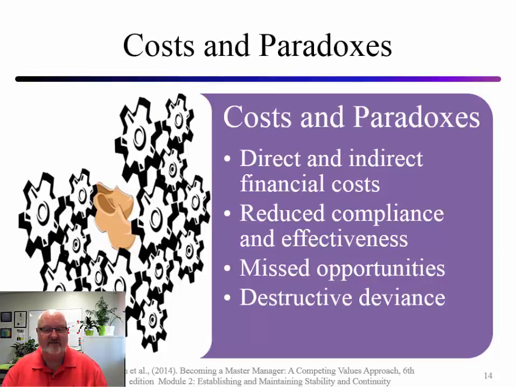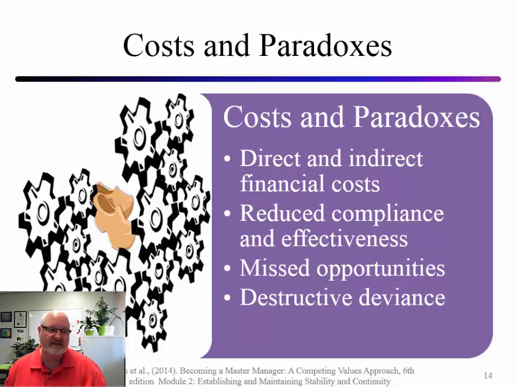Costs and paradoxes. There are direct and indirect financial costs, reduced compliance, missed opportunities, and destructive deviance. So again, there are a number of paradoxes involved in management. Sometimes it might be too costly to give everyone a $50 bonus if there are no near misses in the workplace for some time. No one had a near miss or an accident. That might be too costly to encourage performance that way, and you have to go back to another system.